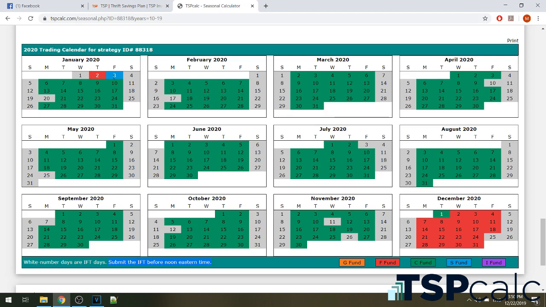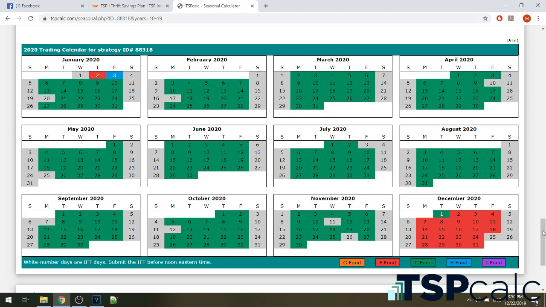So if you get it in before that deadline, then how the TSP calculates it is it will be effective at close of business. So you will spend the entire day in the S fund, and then at close of business, they'll sell all of your shares of S fund and they will buy you C fund. So you spend no time in C fund on Friday, but come Monday morning when market opens, all of your money is in the C fund.